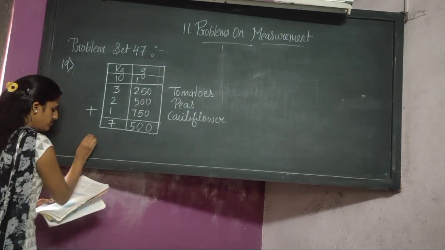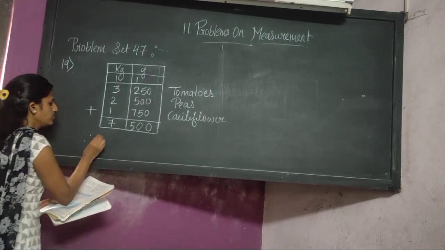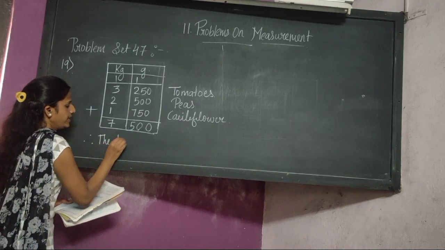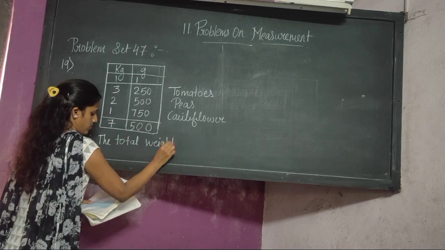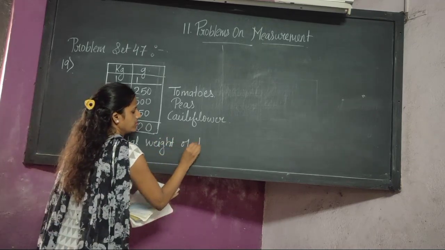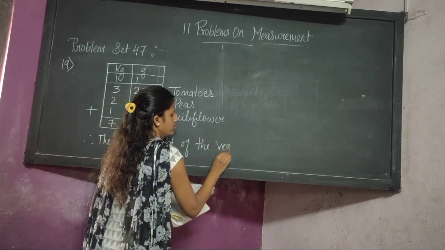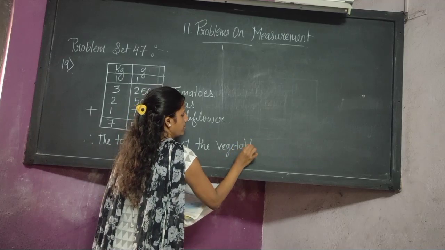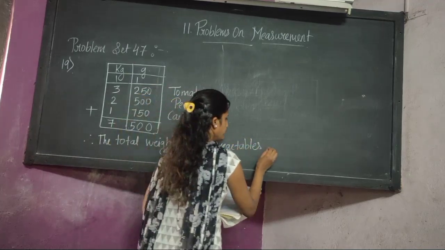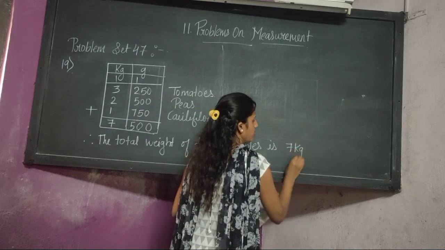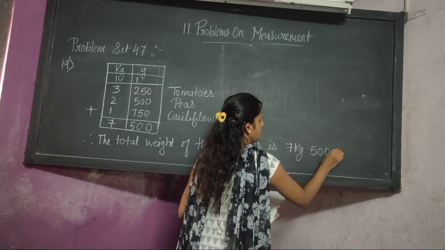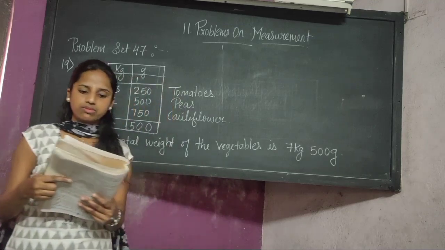Just write down the statement. Therefore, the total weight of the vegetable is 7 kg 500 gram. Hope you understood this question.